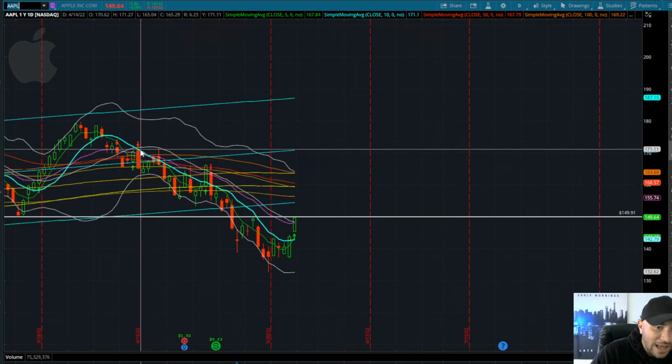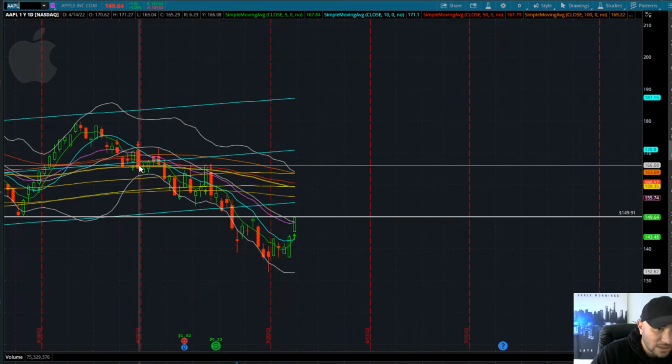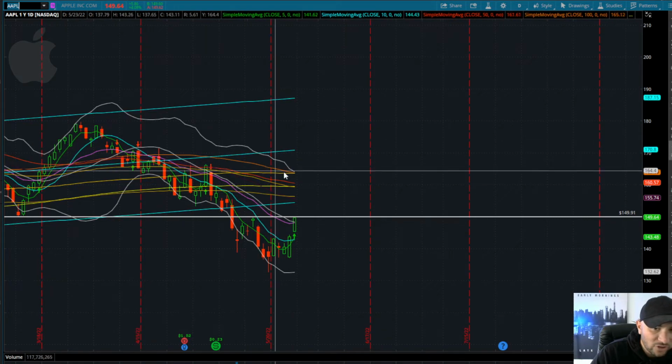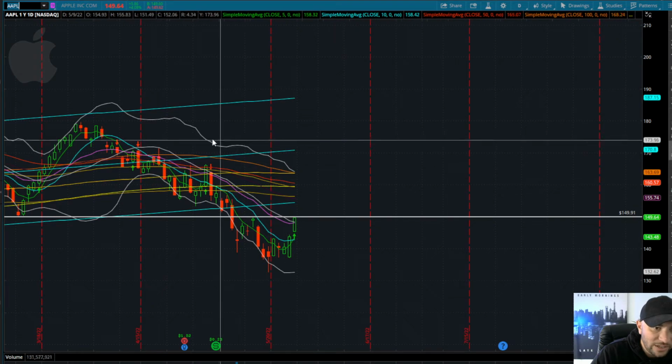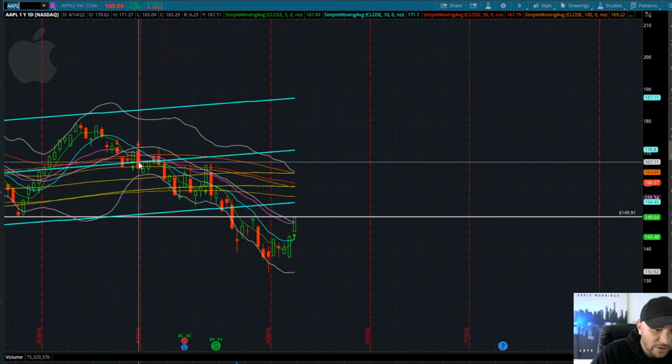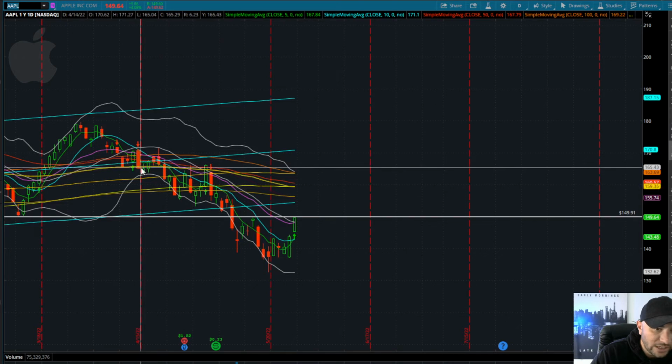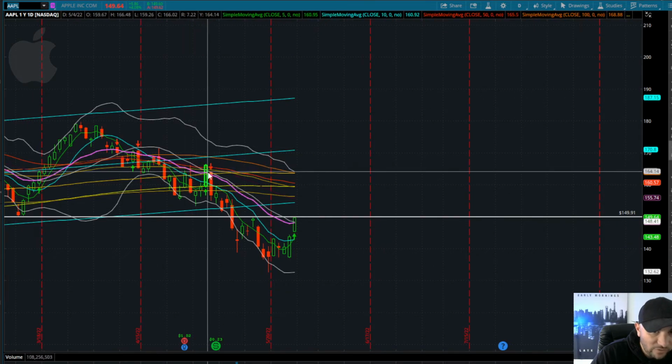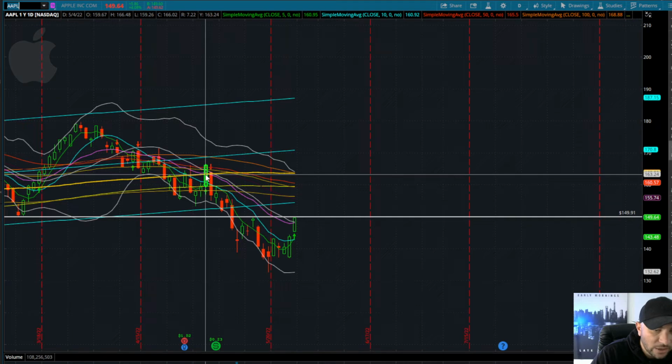Let's look at the last time Apple lost the 50-day moving average. The 50-day moving average is the red line on my screen, right here. This was on 4/14. We lost it at a price of $165. The last time we reclaimed the 50-day moving average was here on the 4th, so almost 3 weeks later.